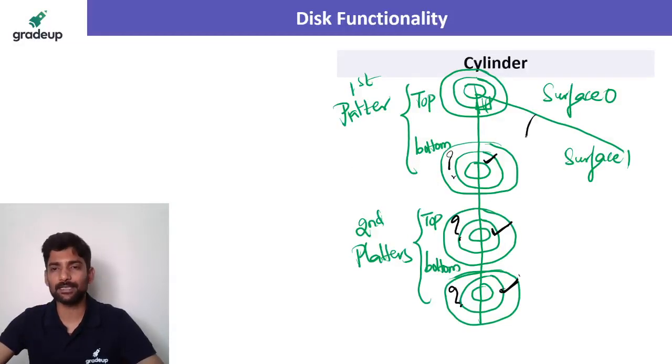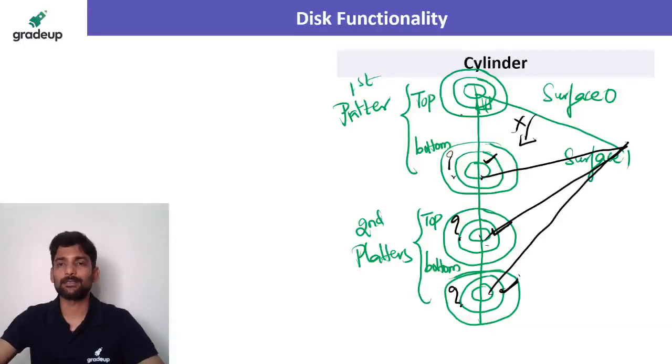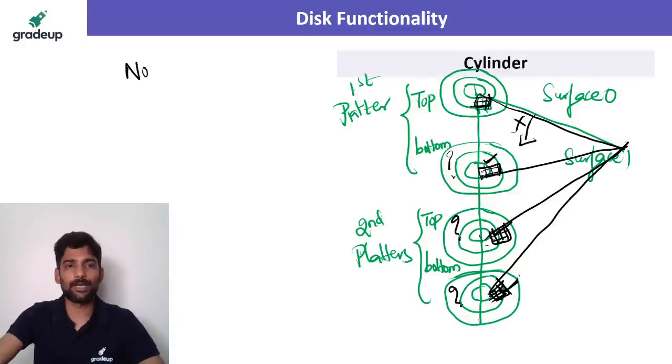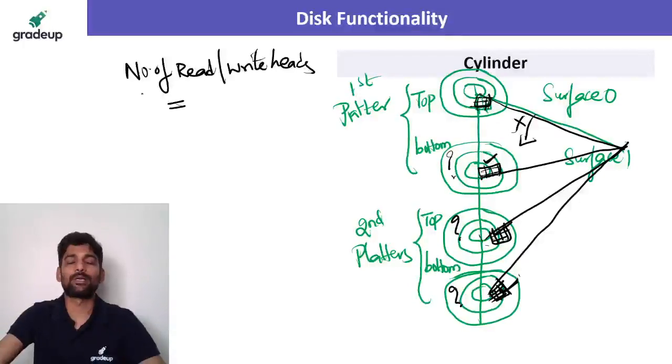This axis definitely can't come here, right? Not possible. So every surface will have a dedicated read write axis with a read write head. Not only the top surface, every surface. That means if there are 10 surfaces, 10 surfaces will have their dedicated read write axis and read write heads. Understand? So the number of read write heads will be equal to the number of what? Surfaces.